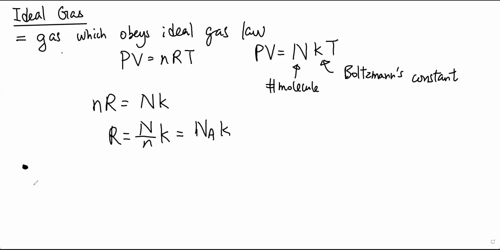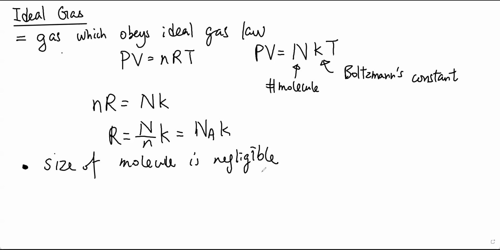Now for ideal gas, there are some other properties about the ideal gas. The first one, we will say that the size of the molecule is negligible. You can't say it has no volume. You just neglect the volume. So these are assumptions, right?